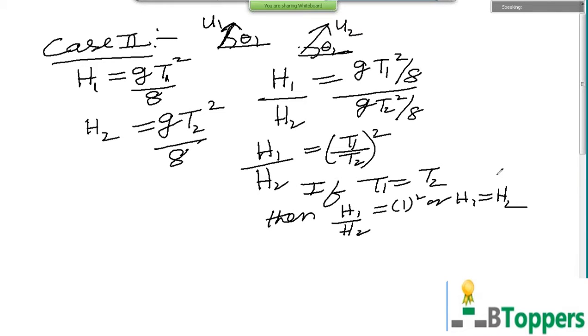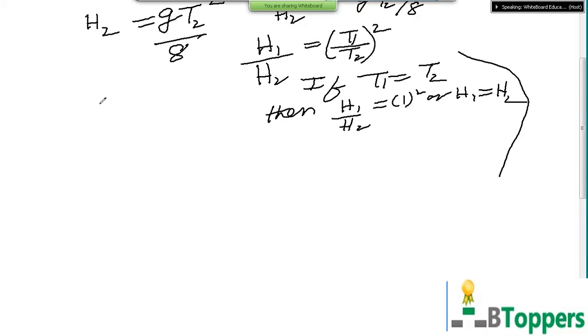Even the converse is also true. If the maximum heights reached by the two projectiles are equal, then their times of flight will be equal. So if the times of flight of the two projectiles are equal, then the maximum heights will be equal.